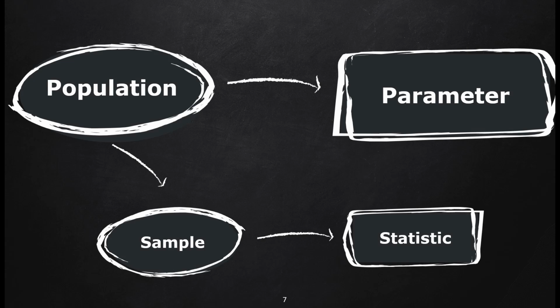Here I have a little diagram that hopefully helps you identify what comes from where. From a population, we can obtain a parameter. Remember, that special number that tells us some important information. But from a population, we also get a sample, which is a smaller group from it. And then from the sample, we can find a statistic, a special number that tells us something interesting. And there's that.